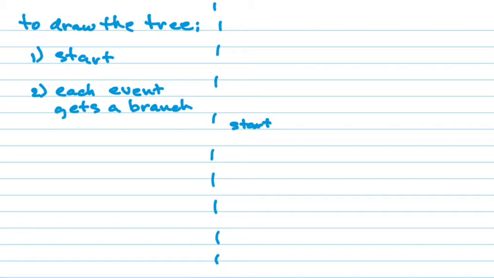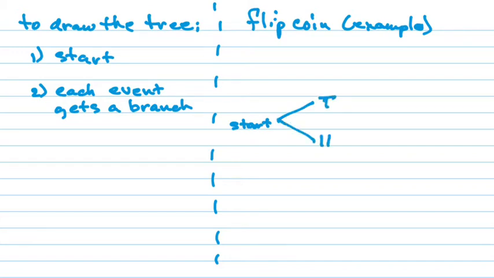So let's say we were flipping a coin, for example. What events can you have when you flip a coin? Tails, there you go, and in no particular order, so tails, or you can get a heads. And that's what the branches look like. Each event gets its own branch. Are there any more possibilities when you flip a coin? Nope. So just those two branches.